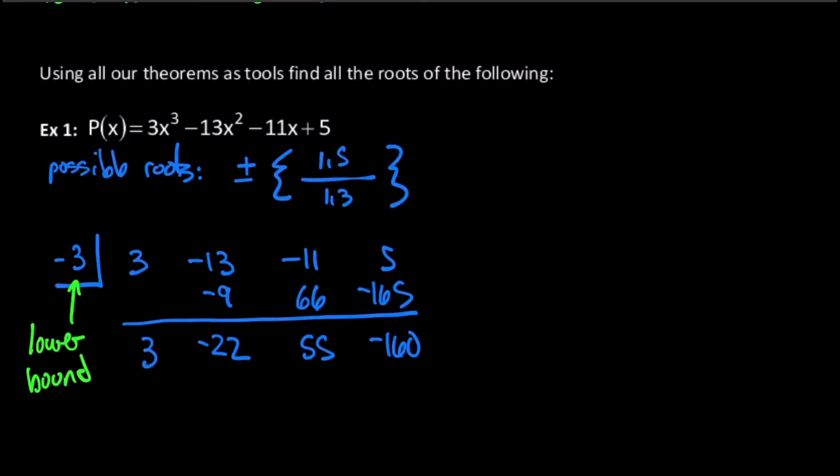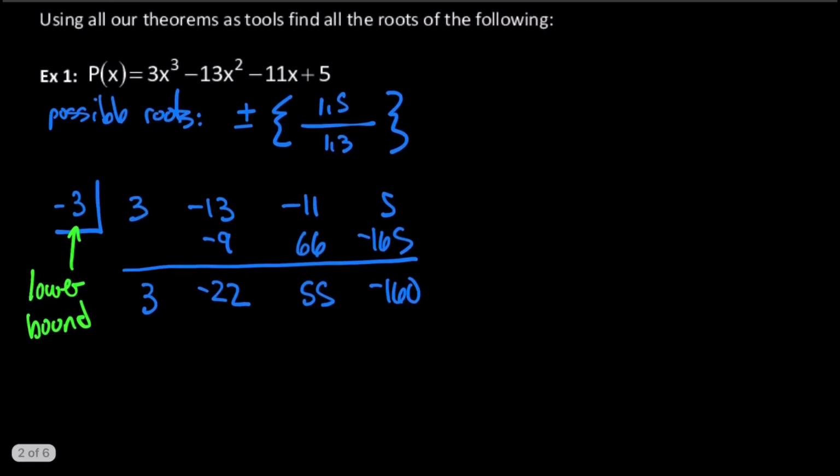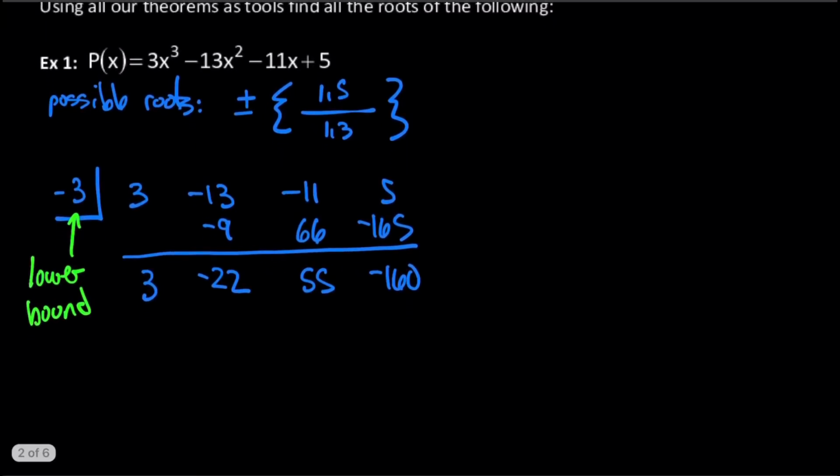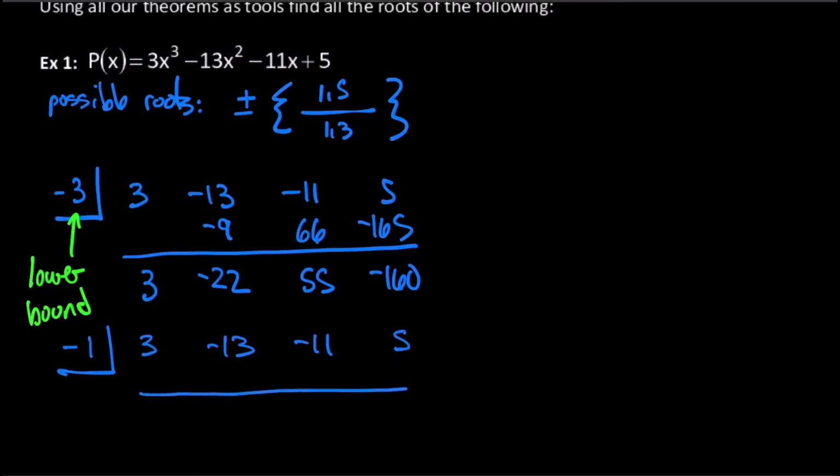So I'm not going to bother checking negative 5. I know it won't work. So it does tell me something. Even though synthetic division didn't work to find a root, it told me that I had a lower bound. So I'm not even going to bother checking negative 5. We already knew 1 didn't work, so let's check negative 1. Bring down, multiply, add, multiply, add, multiply, add.